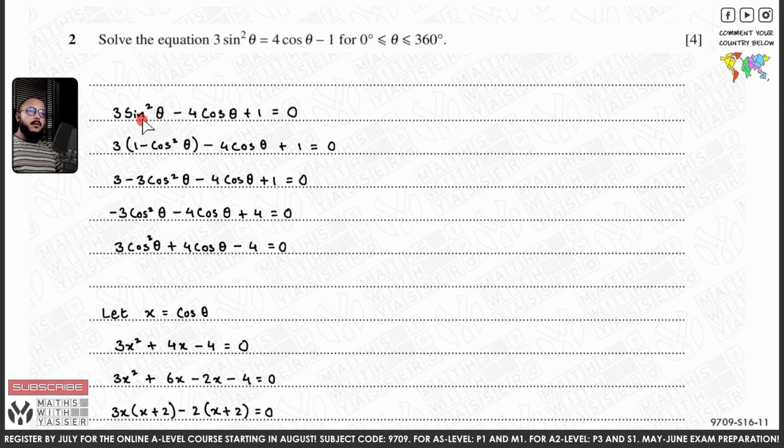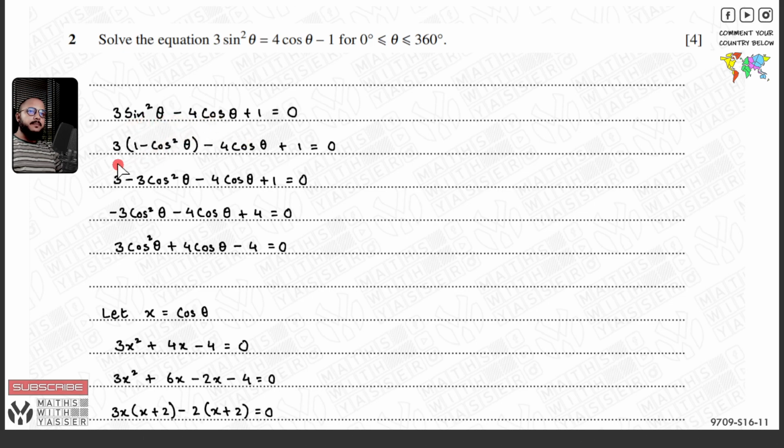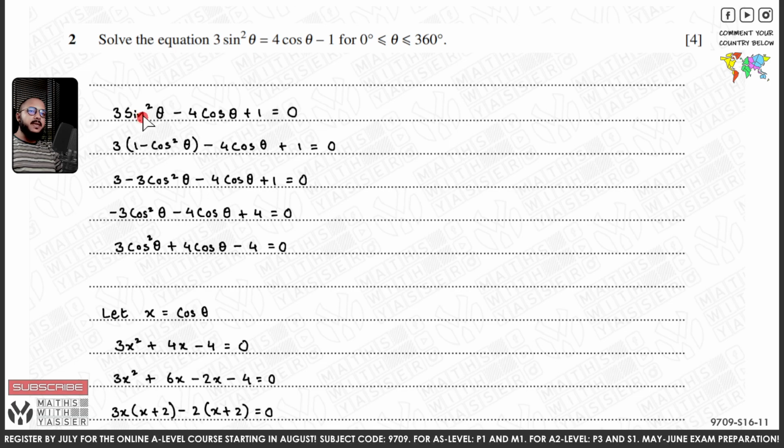What I'm trying to do here is bring everything to cos θ. So sin²θ can be written as 1 − cos²θ. Then if I multiply, I get 3 − 3cos²θ − 4 cos θ + 1 = 0. Bringing the quadratic term first, it becomes −3cos²θ − 4 cos θ + 4 = 0. If I multiply by −1 on both sides, it becomes 3cos²θ + 4 cos θ − 4 = 0.